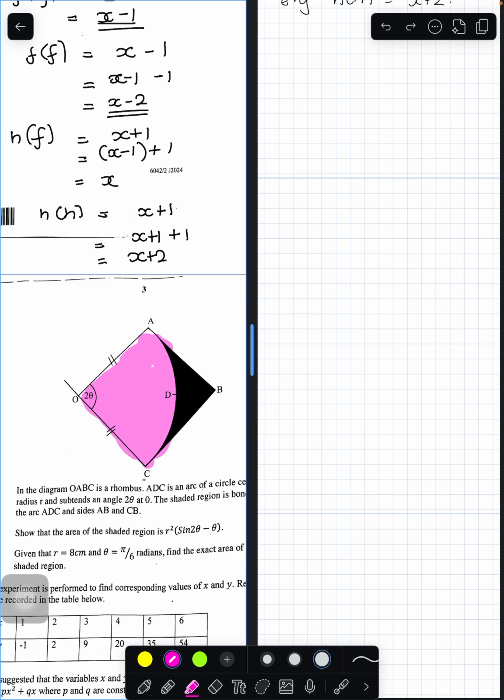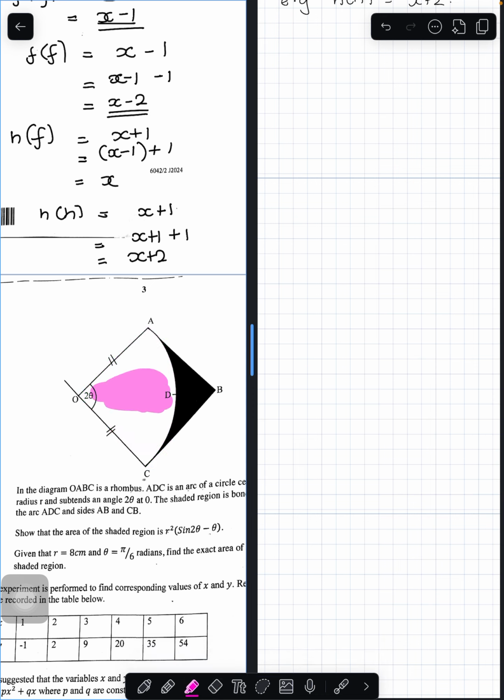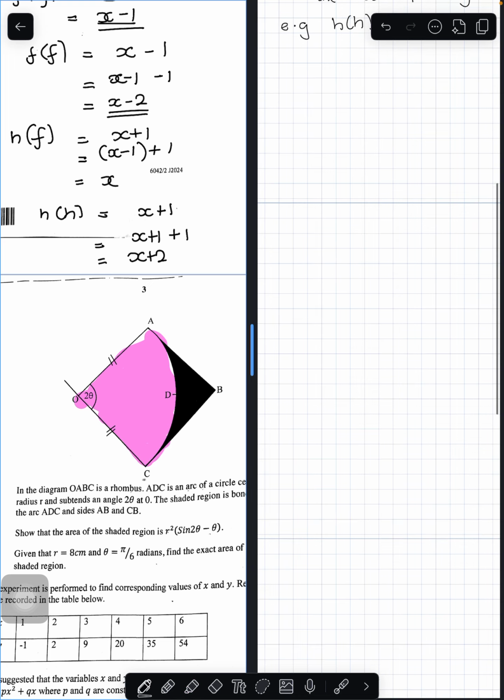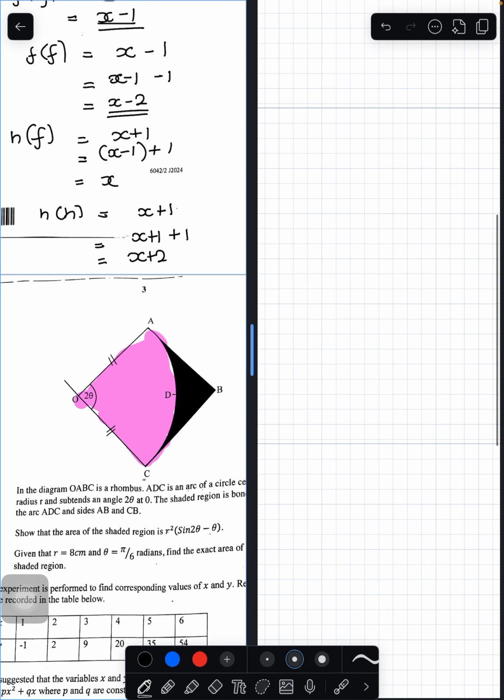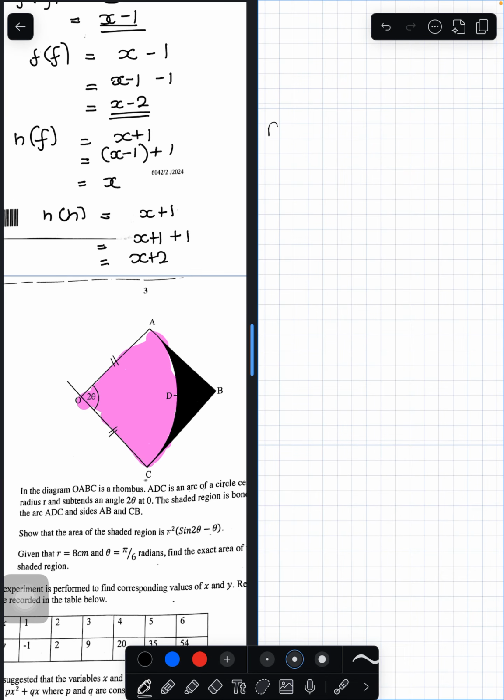So this is the area that we are removing, right? The area that we are removing is a what? It's a sector, yes, we have a sector there. So we want to remove that sector. First things first, let's write down the areas. How do you find the area of a rhombus? So the area of our rhombus OABC.